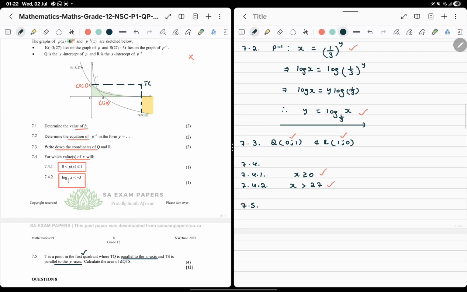Now for a line that is parallel to the y-axis and a line that is parallel to the x-axis, what do we know? This has the same y value as Q. It has the same x value as S. Okay, maybe let's write this a bit better. So this is going to be 27 and 1. Now, what is the question? Calculate the area of triangle QTS.